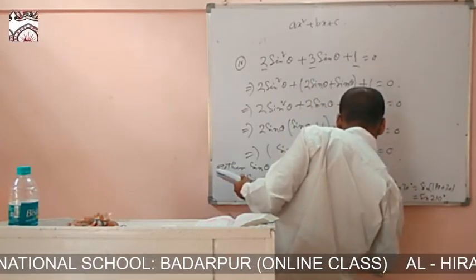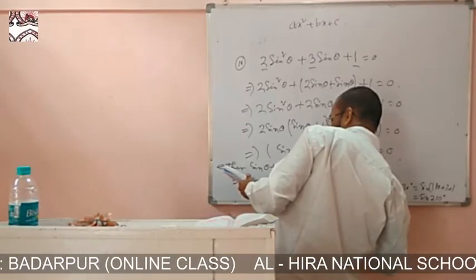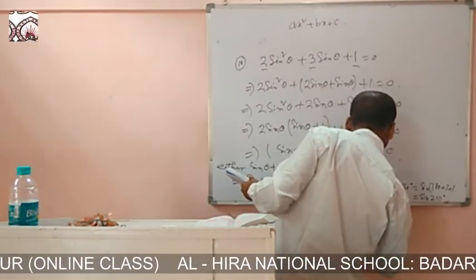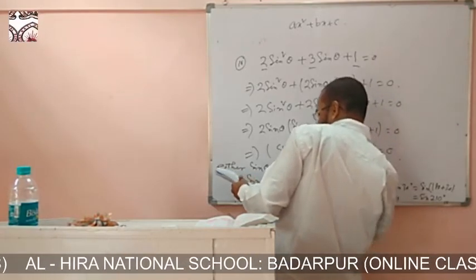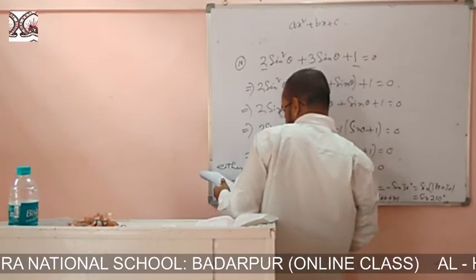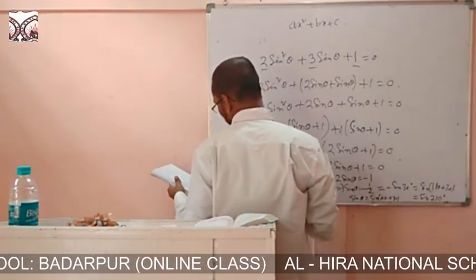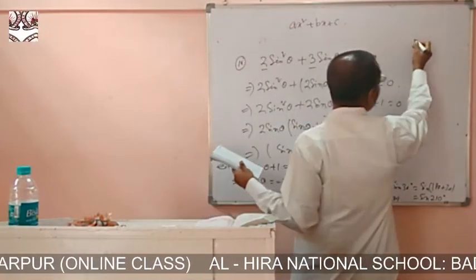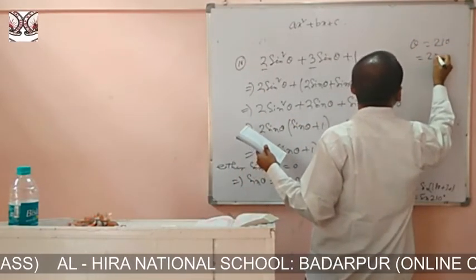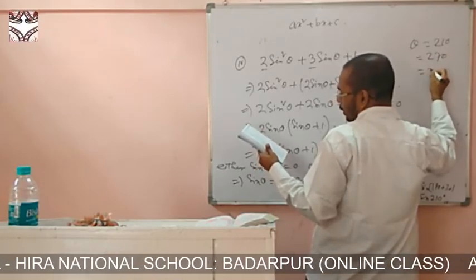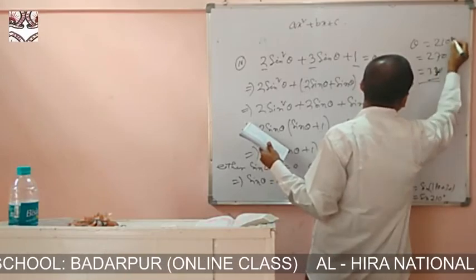So sin theta will be sin 60 plus 30... So this will be sin 330. So here we find theta is equal to 210, and then 270, and then 330. This one is the answer.